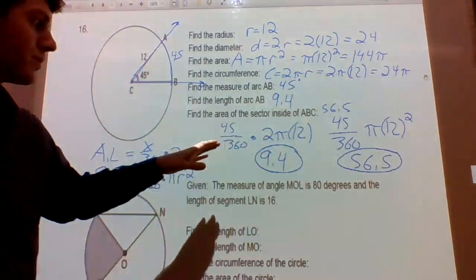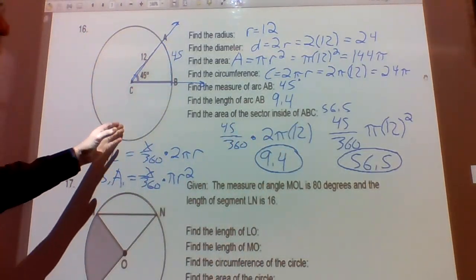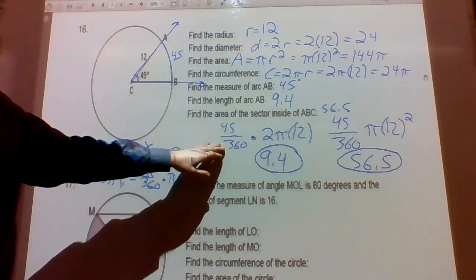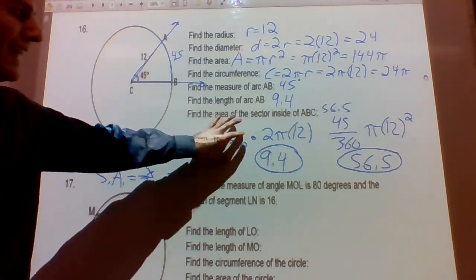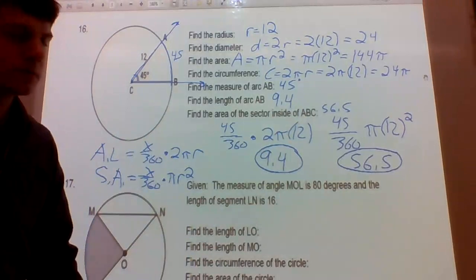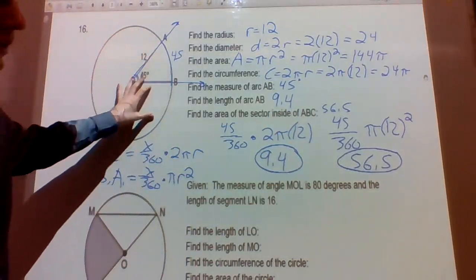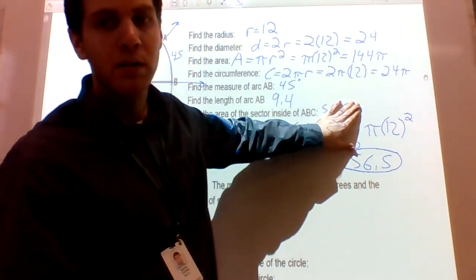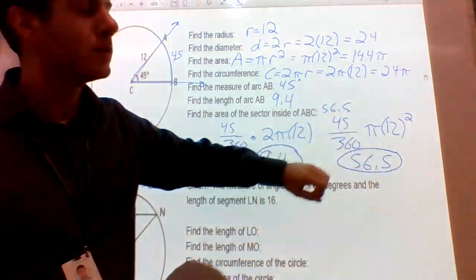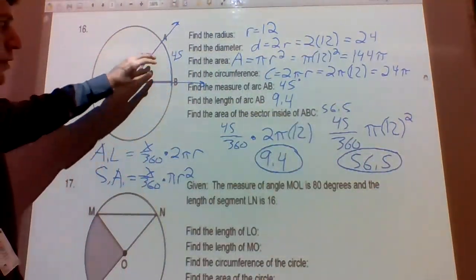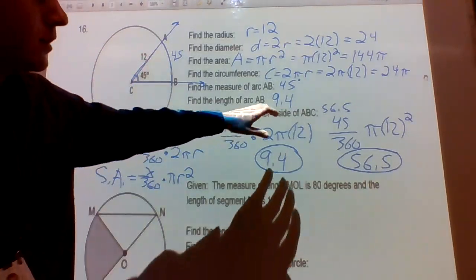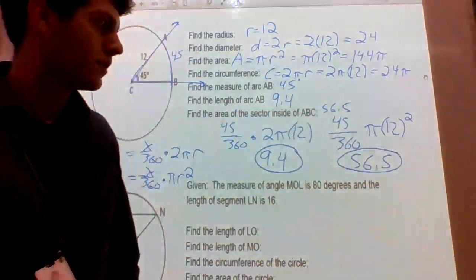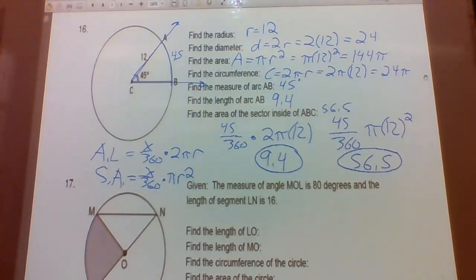So again here, the circumference of the whole thing is going to be 24 pi, but we don't want the circumference of the whole thing. We only want 45 degrees out of 360, so 1/8 of the total circumference. The area of the whole thing is 144 pi, just the pi r squared part. But we don't want the area of the whole thing. We only want an area of 1/8 of it. So we multiply by the fraction, 45 degrees out of 360 degrees.